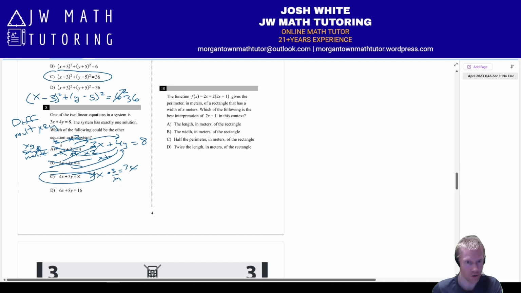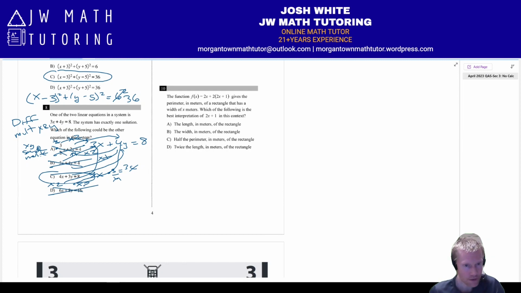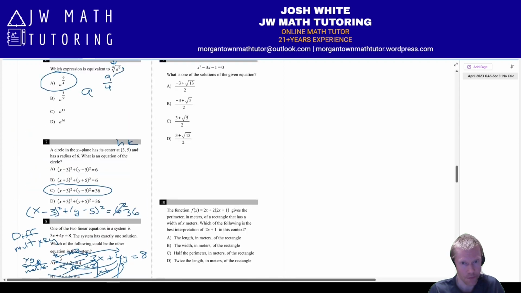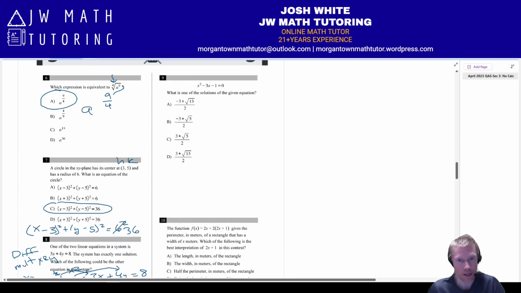And then D, you could also look at it and recognize that, going the other way, 3 times 2 equals 6, and 4 times 2 equals 8. Same multiplier in x and y, therefore it's either no solution or infinite solutions. So again, correct answer is letter C. There's multiple ways you could figure this out, and I just demonstrated 2 of them. Now, problem number 9 back at the top of the page.